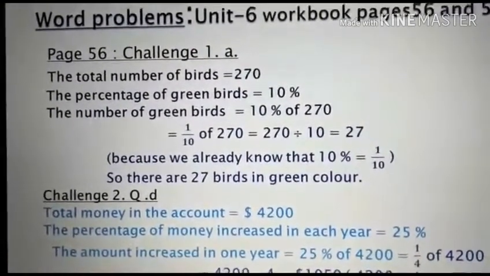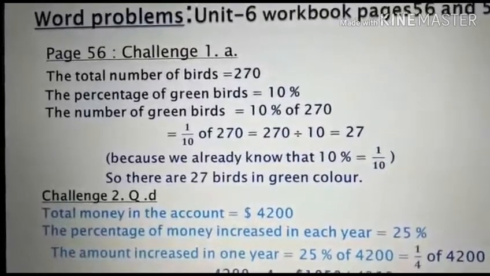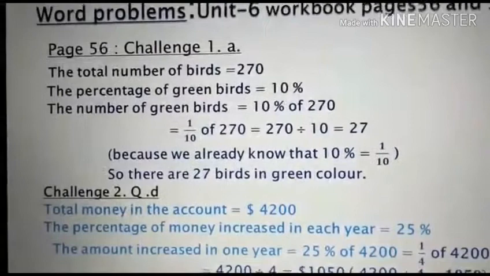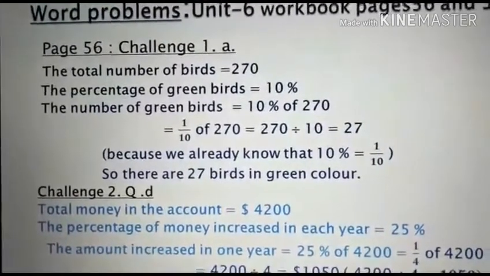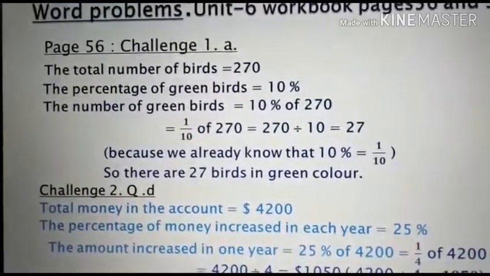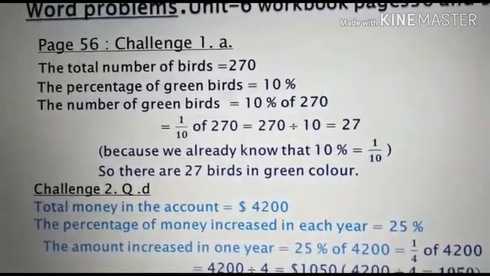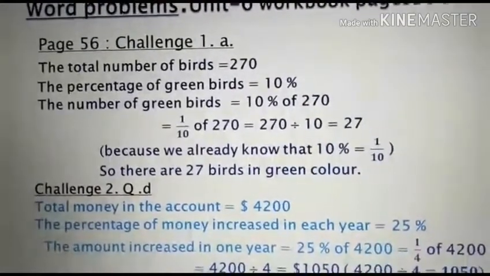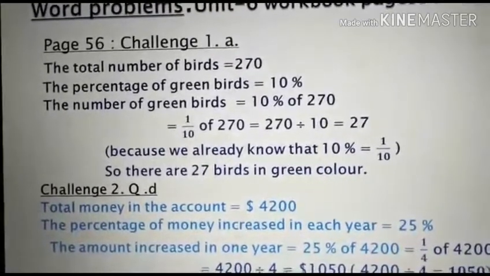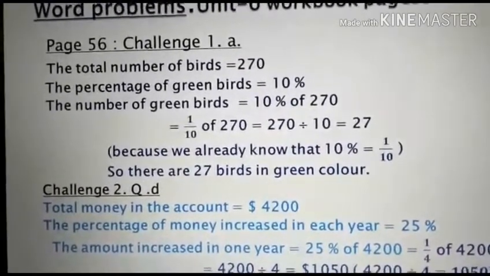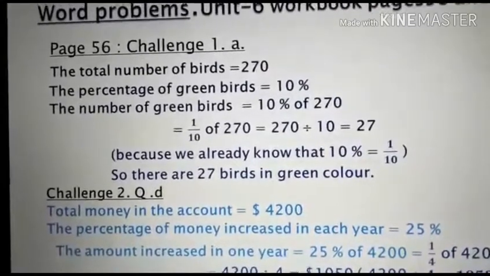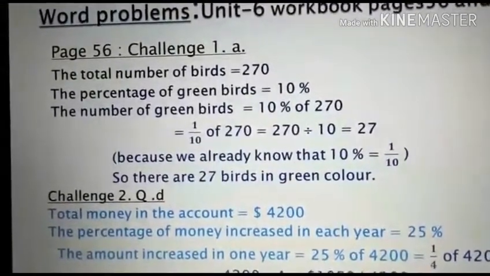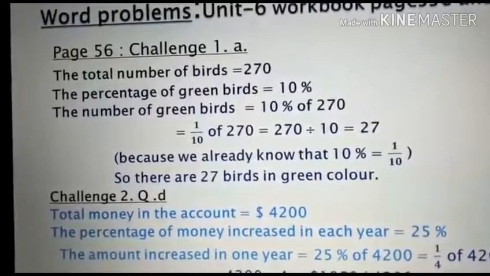So how will we find 10% of 270? Just divide 270 by 10, because we already know that 10% is equal to 1 by 10. So what is 270 by 10? This is very easy to divide by 10. Remove the 0 and write 27. So out of 270 birds, there are 27 birds in green color. Have you understood? Please check the steps clearly again, and you have to note it down into your notebook.